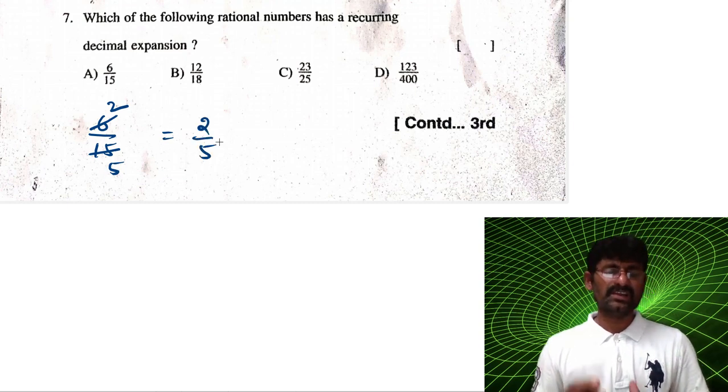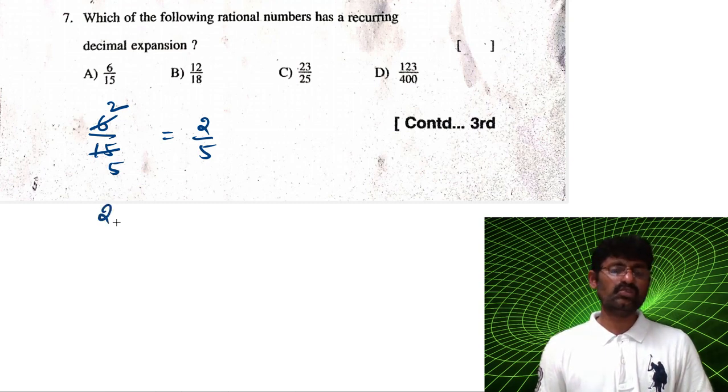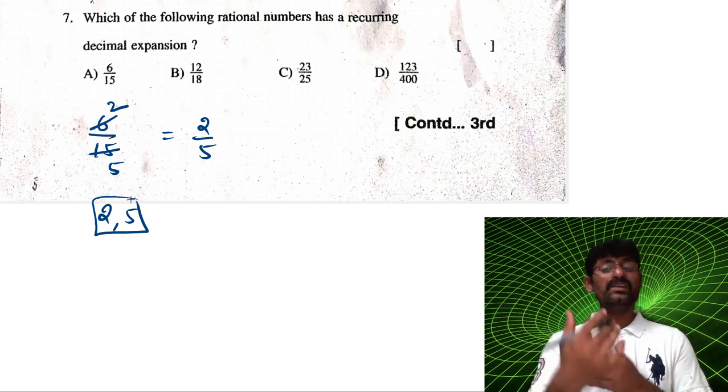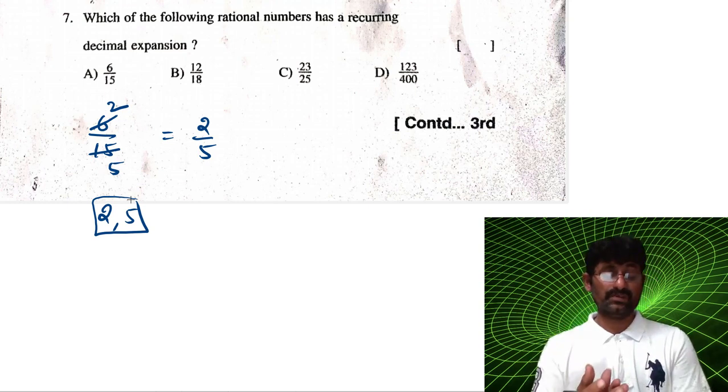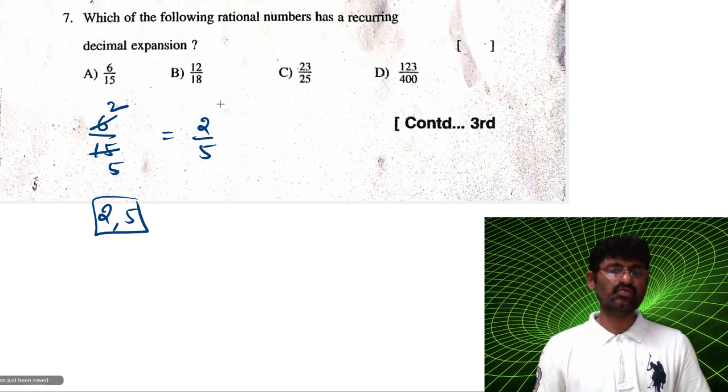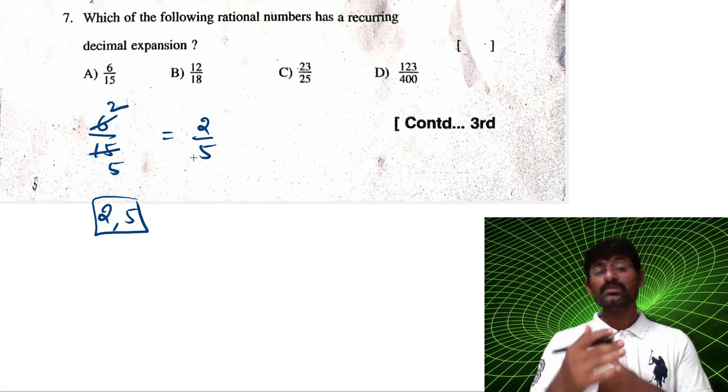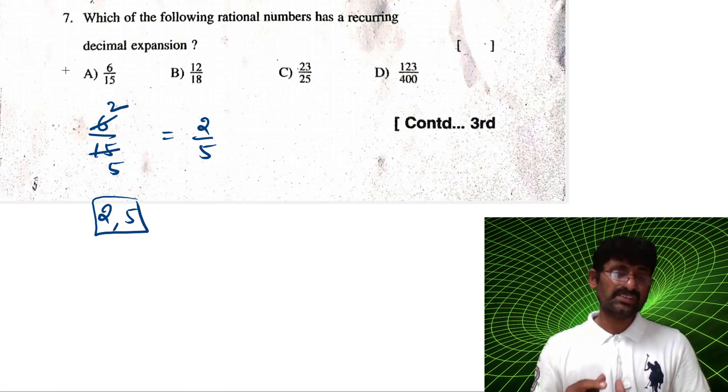As I said earlier, in the denominator, the prime factorization must be 2 or 5 or both to get a terminating decimal. If you have any number other than 2 and 5, but surely not 1, then it is a recurring decimal expansion. So 2 by 5 is a terminating decimal as 5 is in the denominator. So A is not the correct option.